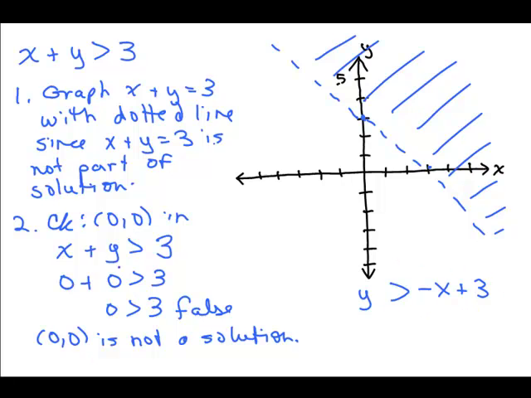I always like to check an ordered pair to make sure. Now let's make sure that one of the ordered pairs that it goes through, where you have shaded, really is a solution. Pick anything you want. How about 0, 5 right here? It's going through that point. So let's just check 0, 5.